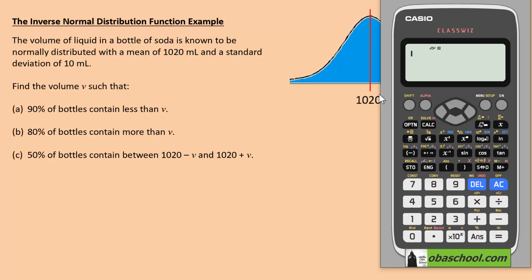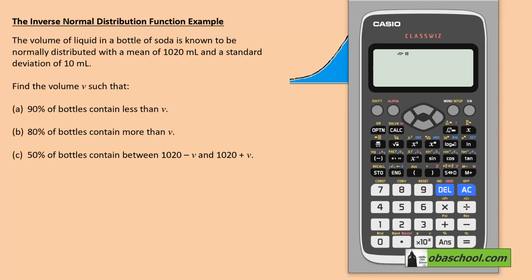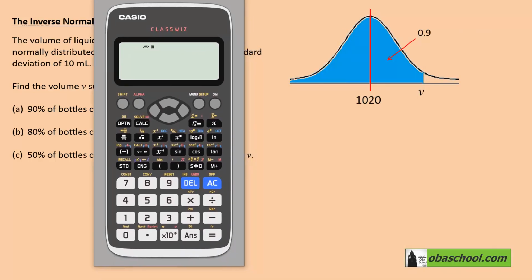Now we can use the ClassWiz to find this area. So I'm going to go to Menu, and it's number 7. And then option 3 is the inverse normal. The area is the 0.9. So 0.9, and then I press equals.